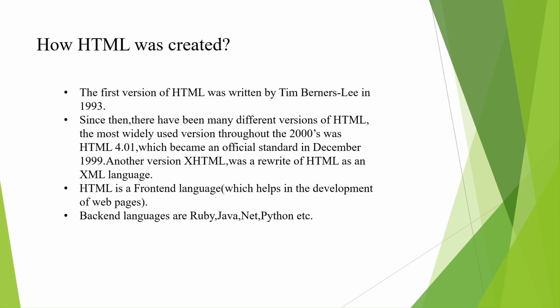The person who develops the front end is called a front end developer, and the person who develops the back end is called a back end developer. The person who develops both the front end and back end is known as a full stack web developer. The front end includes languages like HTML, CSS, JavaScript.